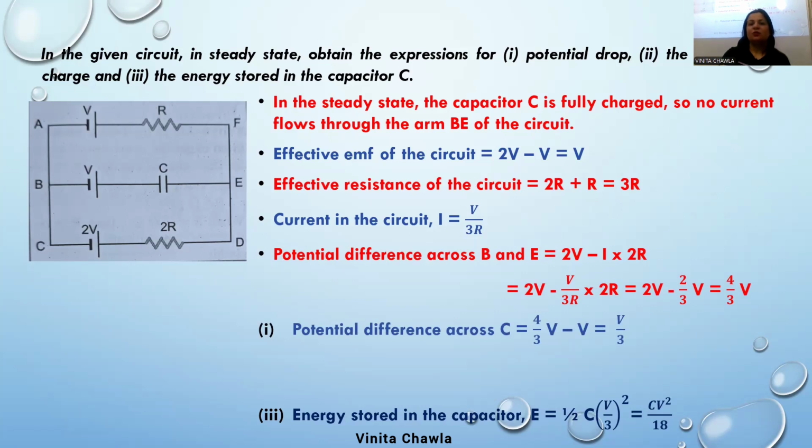So the first part is the potential drop across C. The potential drop across C is 4/3 V minus V. It's V by 3. This 4/3 V is the potential difference across B and D, and if you subtract V from it, you'll get V by 3. This is the potential difference across C. And the charge Q is equal to CV, where V is V by 3. So put V by 3 for V and you'll get CV by 3 as the charge. Energy stored in the capacitor is half CV squared. So in place of V, we will write V by 3. On solving this, you'll get CV squared by 18.